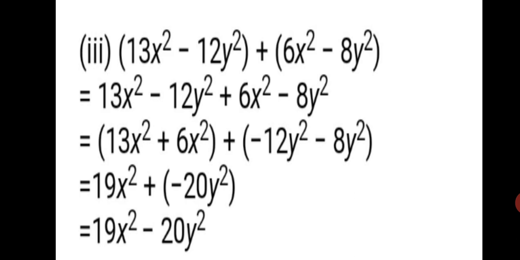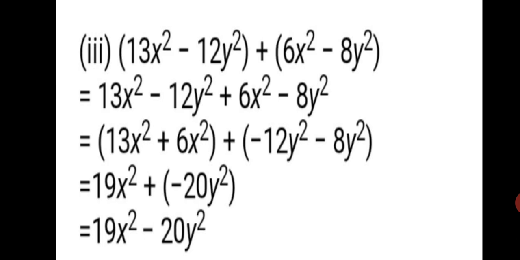So 13x square plus 6x square first bracket plus minus 12y square minus 8y square in second bracket. Remember, you have to write the sign with the term as it is while putting in the brackets. So now operate it. 13 plus 6 is 19, 19x square plus in bracket we'll get minus minus plus 12 plus 8, 20, sign remains negative.